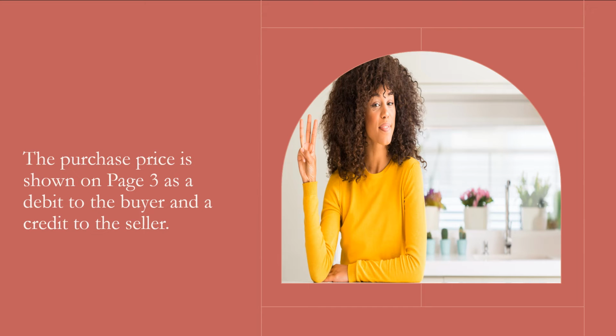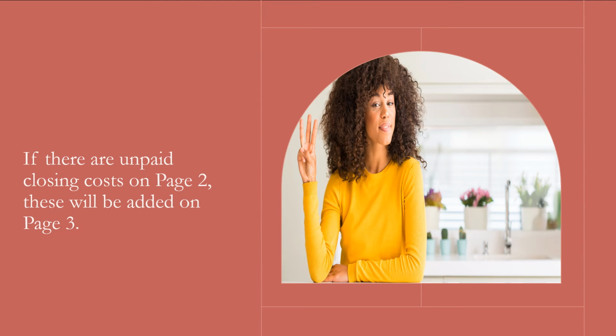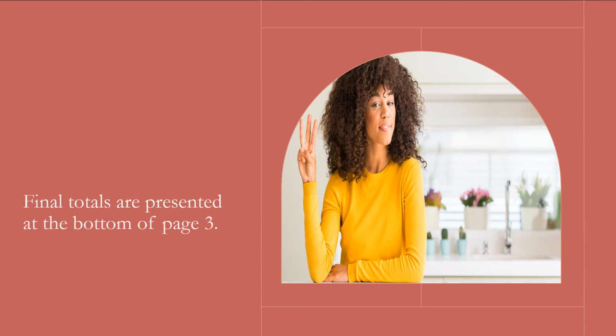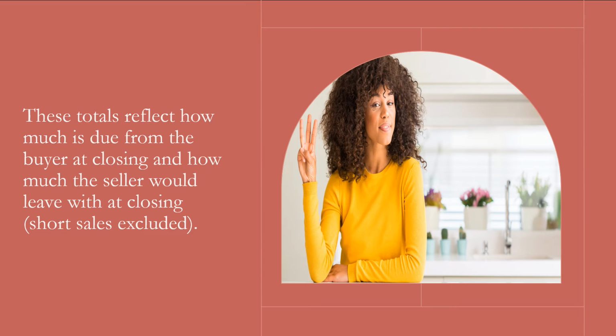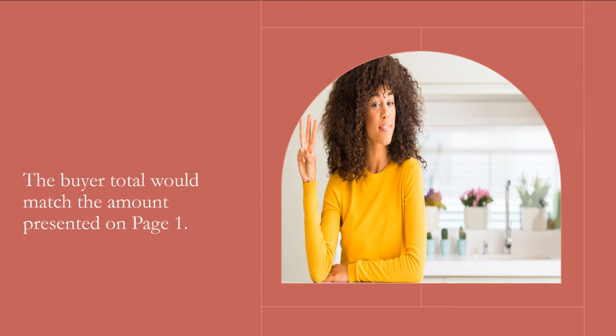The purchase price is shown in page 3 as a debit to the buyer and a credit to the seller. If there are unpaid closing costs on page 2, these will be added on page 3. Final totals are presented at the bottom of page 3. These totals reflect how much is due from the buyer at closing and how much the seller would leave with at closing, short sales excluded. The buyer total would match the amount presented on page 1.